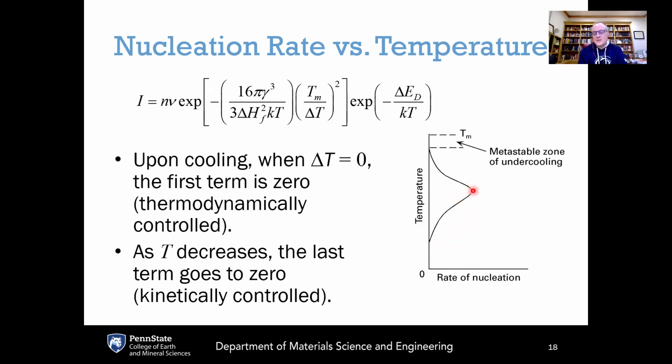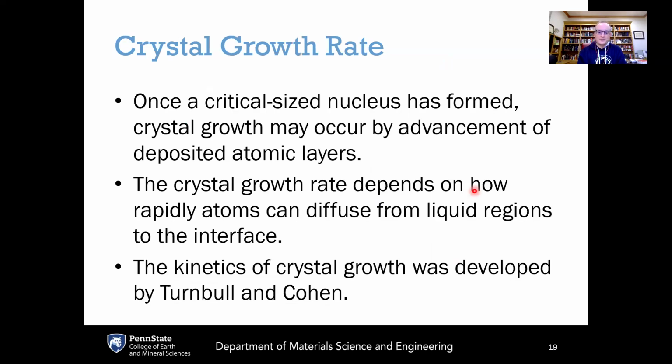And where we have this maximum here, this maximum in nucleation rate is where we have the ideal balance between thermodynamics and kinetics. This is where we've got a sufficiently large thermodynamic driving force for nucleation to occur, and the temperature is still high enough to allow for fast kinetics. So the maximum of nucleation rate occurs at the temperature that achieves that balance between the thermodynamic and kinetic effects. So that's step one, nucleation.